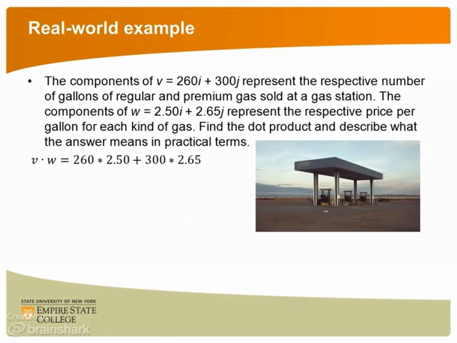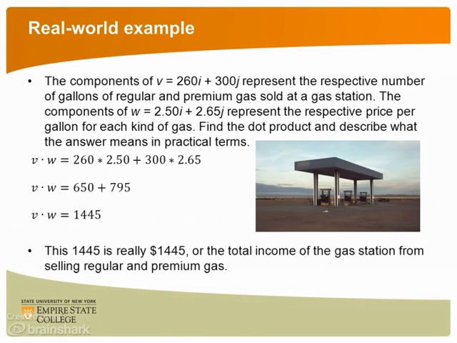Plug into the formula. Multiply. So v dot w equals 1,445. But what exactly does this number mean? This amount is really the amount of money that the gas station made selling regular and premium gas.